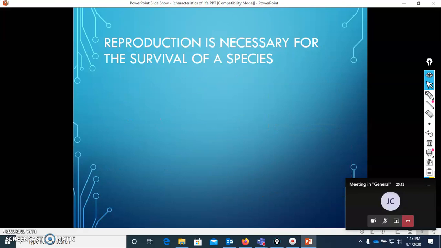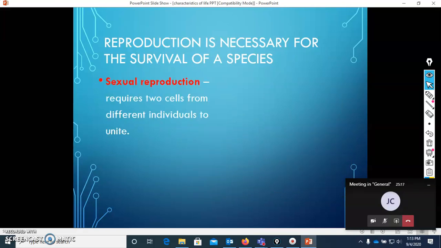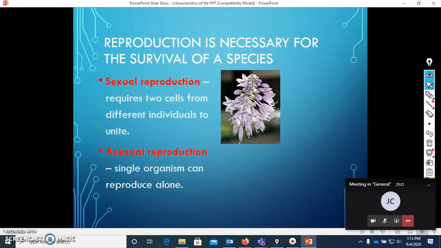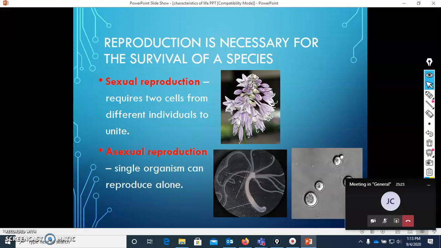Our next topic is reproduction. So it is definitely necessary for the survival of a species. Sexual reproduction is undergone by multicellular organisms. And in sexual reproduction, you have 2 cells from different individuals uniting to produce a genetically different offspring, okay? So we get some genetic variation going on there, all right?